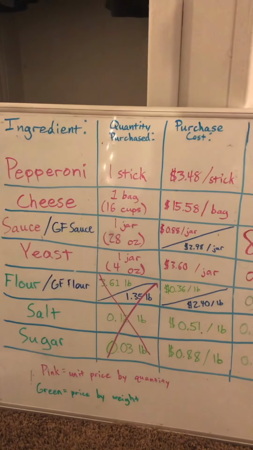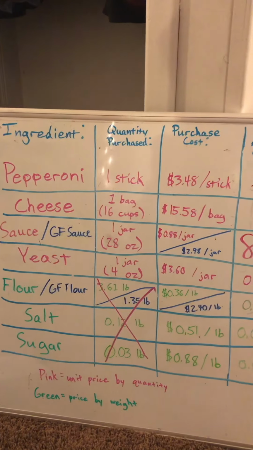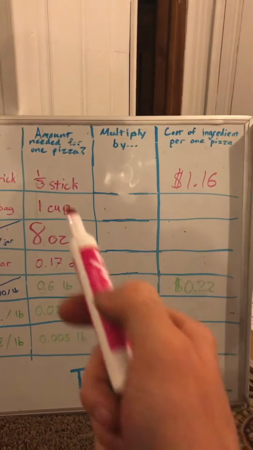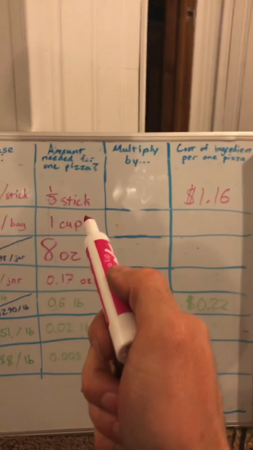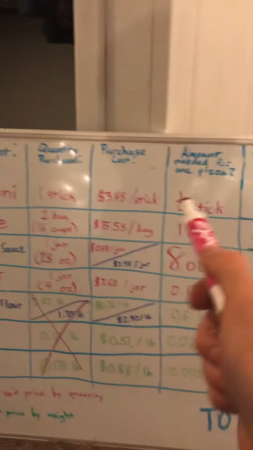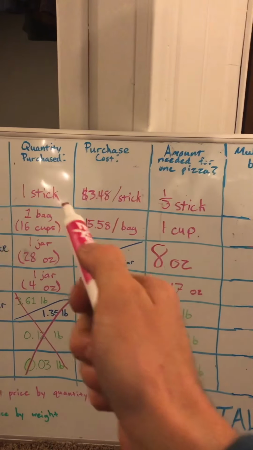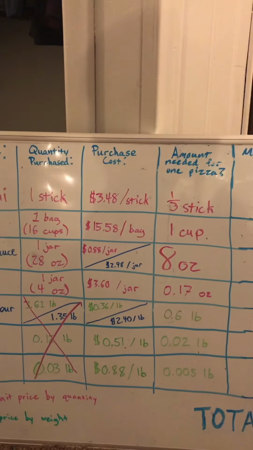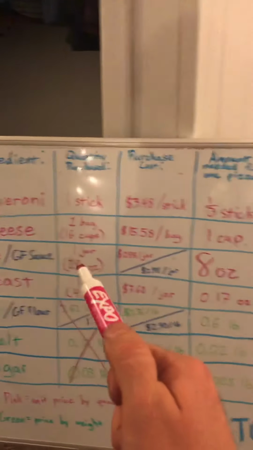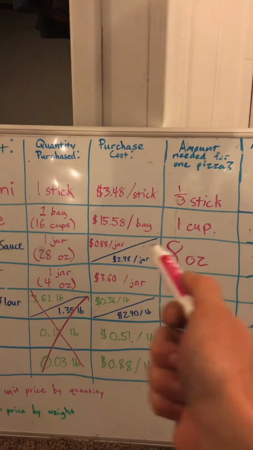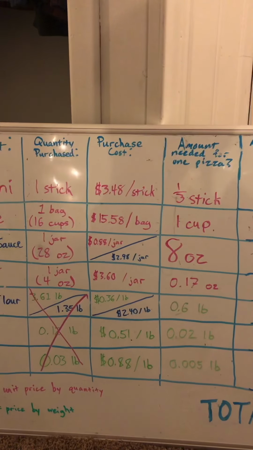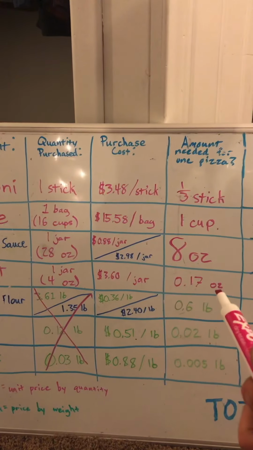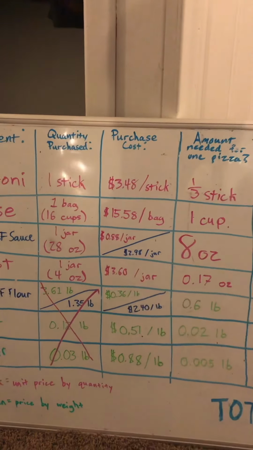So again, copying all those down and remaking this chart. Now the next step here is that this is the amount needed for one pizza. We bought 1 stick, but we only needed 1/3 of a stick to make the pizza. We bought a 16-cup bag, but we only needed 1 cup to make that pizza. Similarly for sauce, we only needed 8 ounces out of a 28-ounce jar. For yeast, we needed about 0.17 ounces out of a 4-ounce jar.